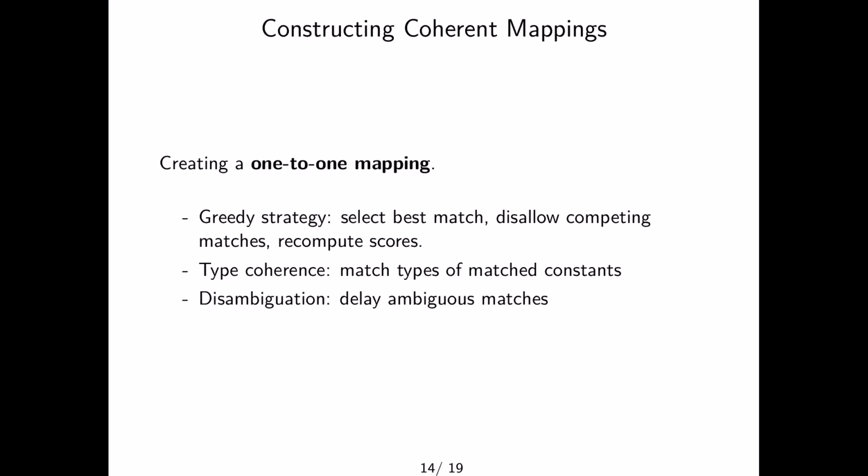The second idea is that, given that you have matched one constant with another constant, you should also match the types of that constant with the types of the other constant. So say I match the 0 of integers with the 0 of reals, then I should match the integers with the reals.